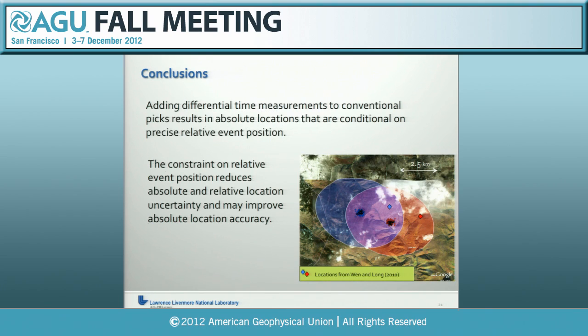So in conclusion, adding differential time measurements to conventional picks results in absolute locations that are conditional on the precise relative location. That's what you saw in this picture. And constraining relative event positions reduces absolute and relative location uncertainties. And in some instances, we actually find it improves location accuracy as well. Thank you.